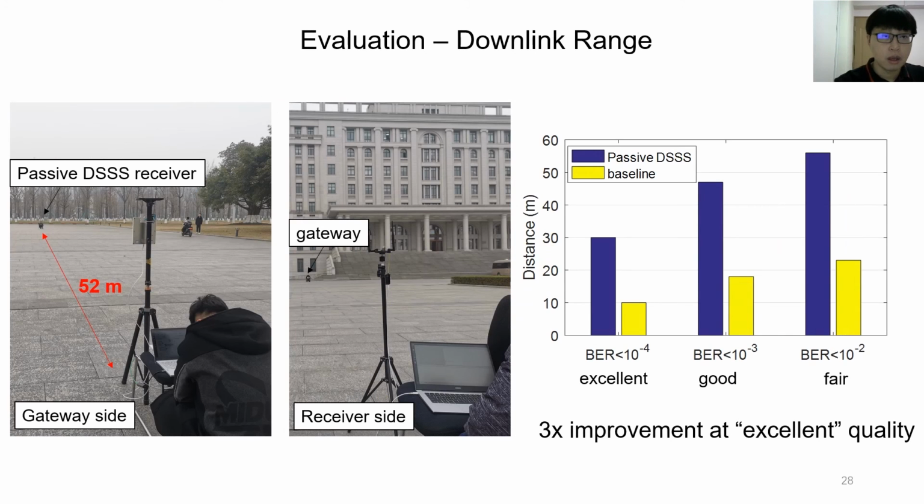Finally, we show the evaluation of our downlink range. This is a picture of our experiment. We can see our downlink range can achieve a maximum of 52 meters. And we also define the communication qualities according to the BER. We can say that at the excellent quality, the passive digital base can achieve 3 times the distance of the baseline.